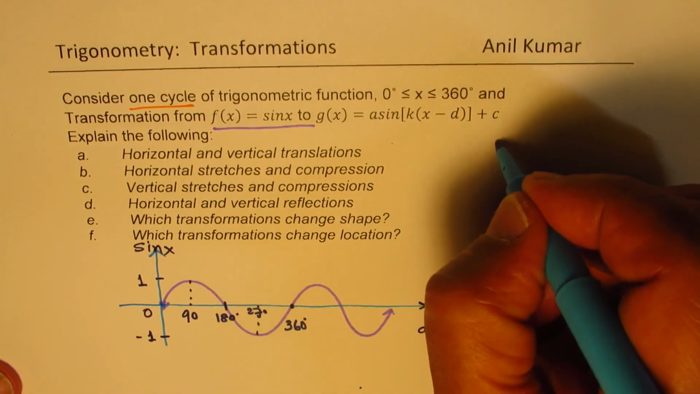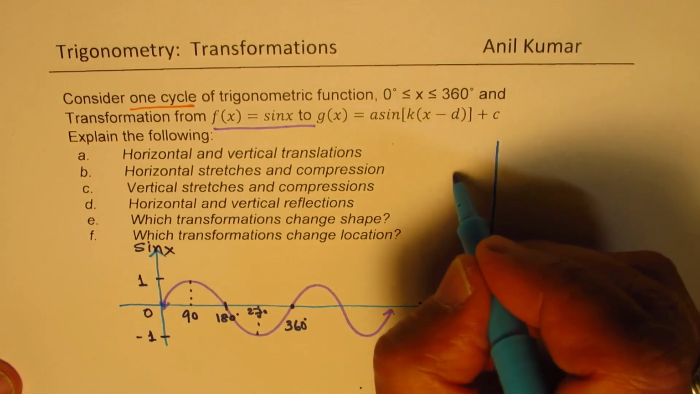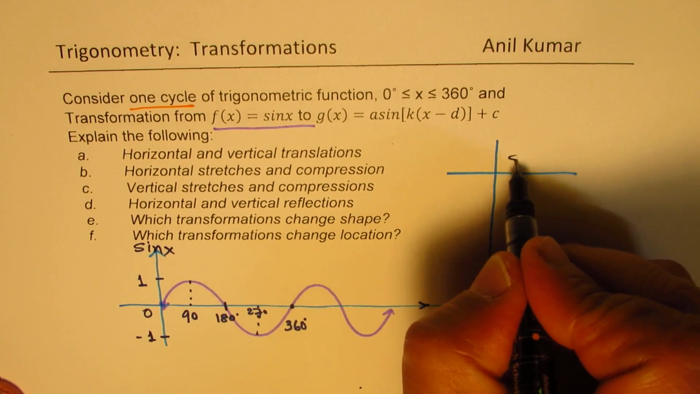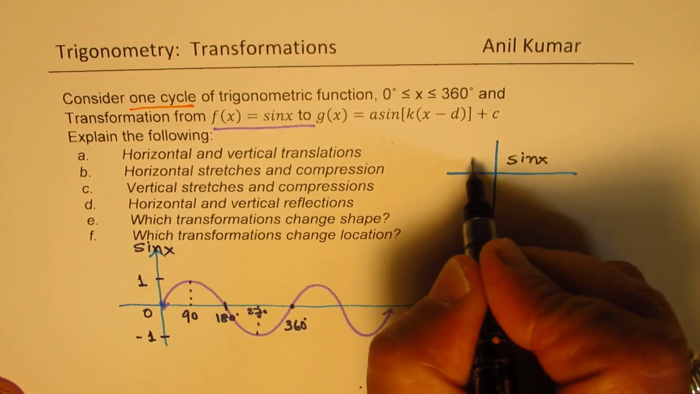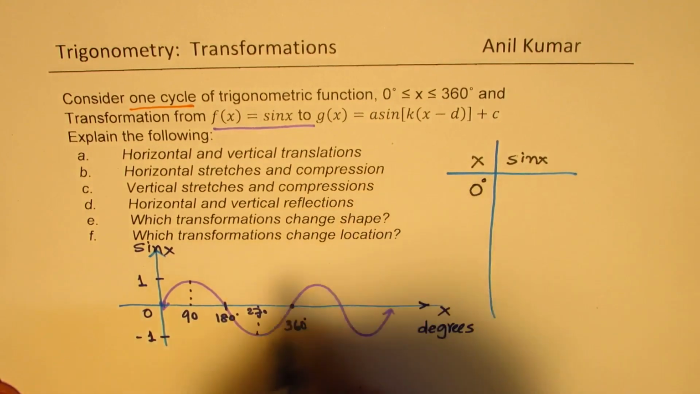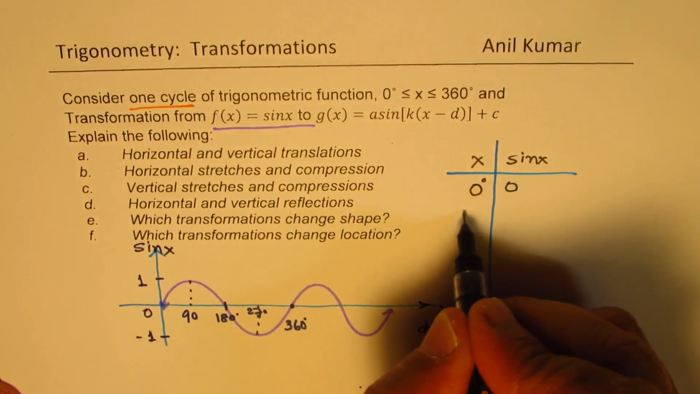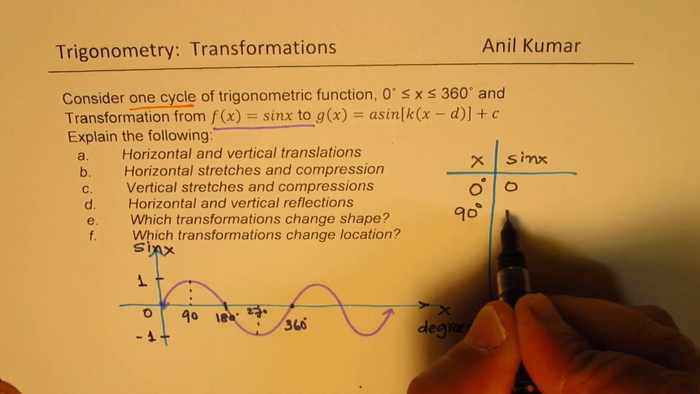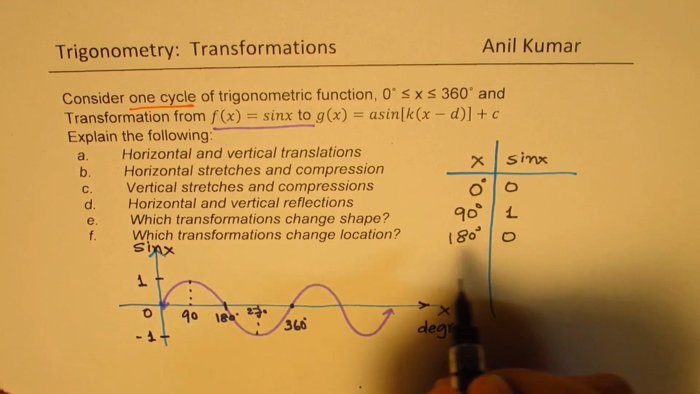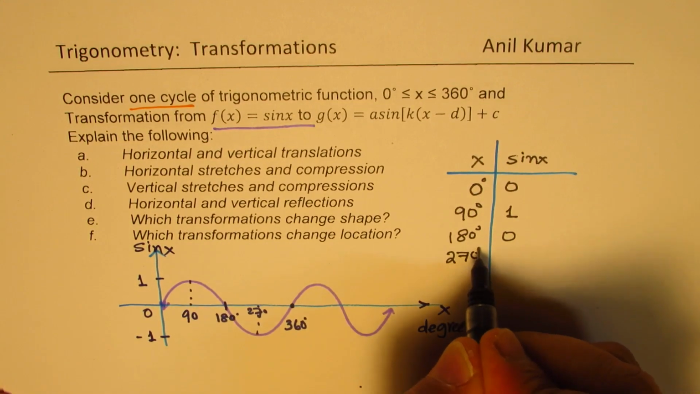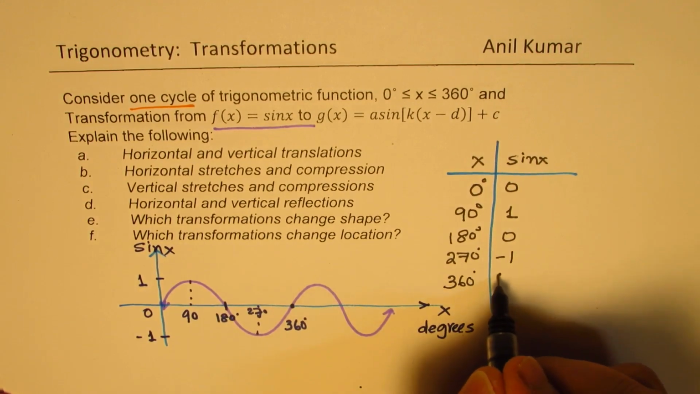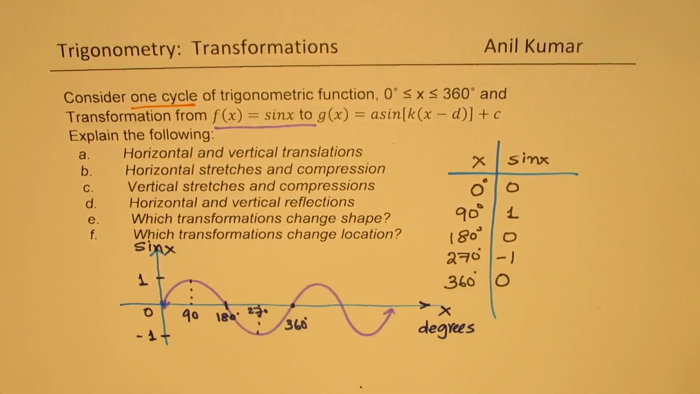So let me write down all these key points for sin x. If we consider sin x, then for different values of x in our given domain, at 0 degrees its value is 0, at 90 degrees it is positive 1, at 180 degrees it is 0, at 270 degrees it is negative 1, and at 360 degrees it is back to 0. So that is one full wave.